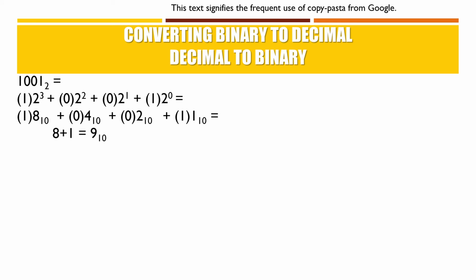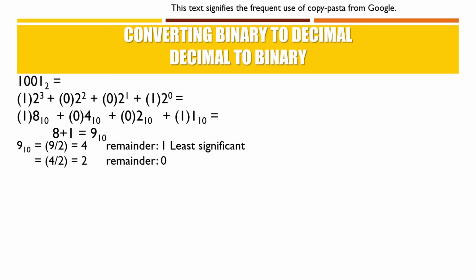Converting from decimal to binary is just as easy. All I have to do is divide by 2 in each step and then take the remainder, and the remainder will be one of my bits. Now to convert 9 base 10 to binary, I'm just going to again divide and then take the remainder as my bits. So first step, 9 divided by 2 is equal to 4 with 1 as my remainder.